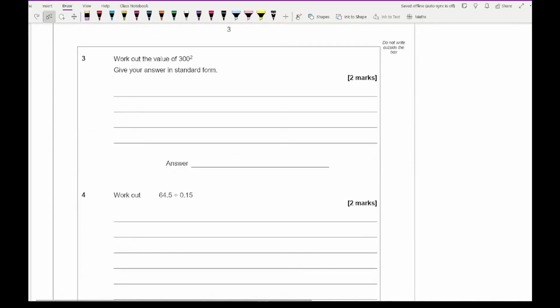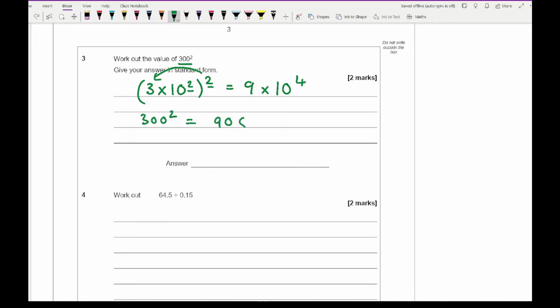Moving on to question 3, it says work out the value of 300 squared, give your answer in standard form. One way you could do this is to write your question in standard form. That's going to be 3 times 10 squared, all squared. Then I need to square the 3, which is 9, and then what do we do to the powers when we've got brackets? We multiply, so that's going to be 9 times 10 to the power of 4. Alternatively, you could have just worked out what 300 squared is, which is 90,000, and then converted it into standard form, and that would be absolutely fine as well.